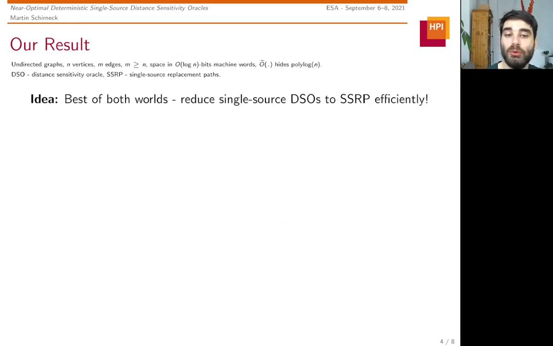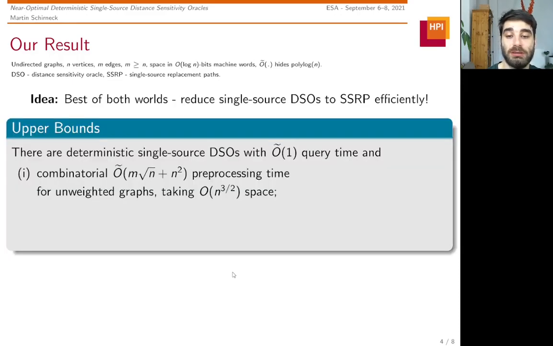So what we do is we essentially reduce the construction of single-source DSOs to SSRP efficiently, so that we not only store all answers, but compress them into a smaller structure, essentially. And what we obtain with this is a deterministic single-source DSO with logarithmic query time.